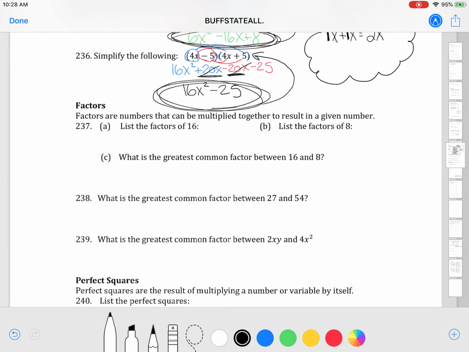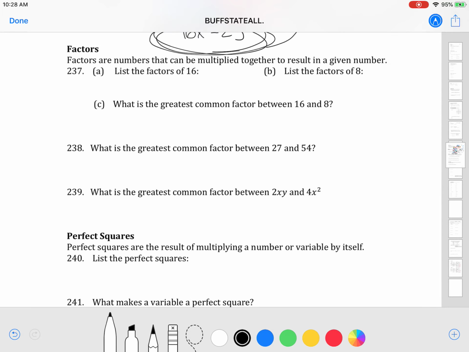Now, before we dig into those methods of factoring that I just brought up, there's some background knowledge we need to know that's hopefully going to be a little bit of a mathematic review for you. So first is, what on earth is a factor? So factors are numbers that can be multiplied together to get a different number.